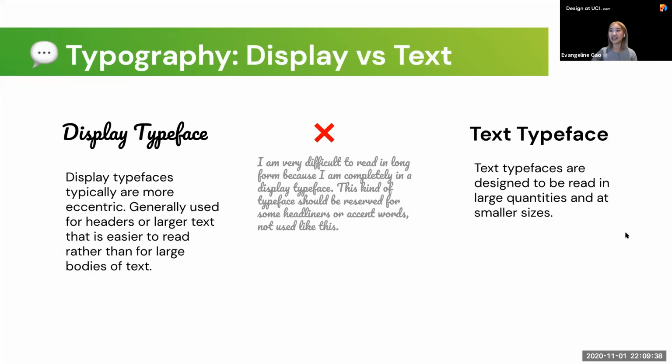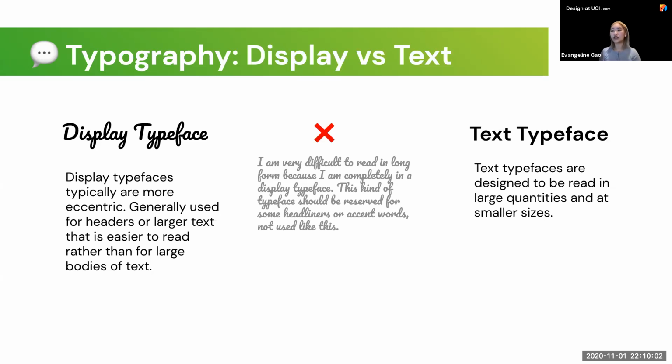So the next slide is about typography and the different types of typefaces. There's 2 different types of typefaces, the first one being a display typeface and the second being a text typeface. As you can see on the screen, the first typeface I have is a display typeface. I believe this one is Pacifica. I could be wrong, but as you can see in the middle, it's really difficult to read. Honestly, it kind of makes me dizzy.